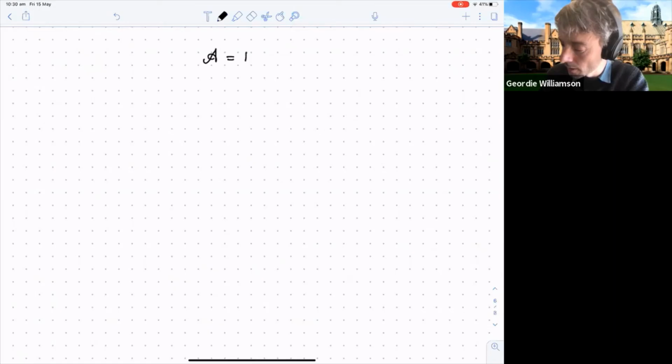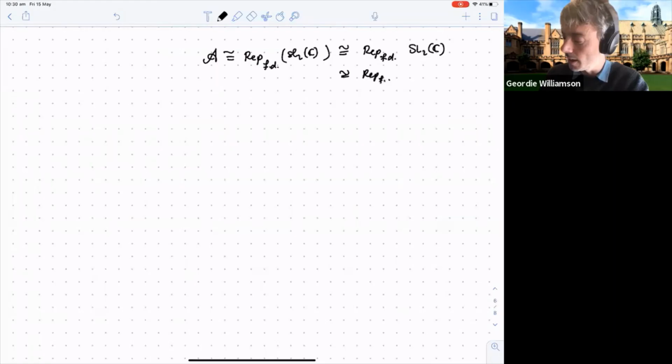So I want to consider the category of finite dimensional representations of the Lie algebra SL2C, which is canonically equivalent to the finite dimensional representations of the algebraic group SL2C, and that's also equivalent to finite dimensional representations of SU2.